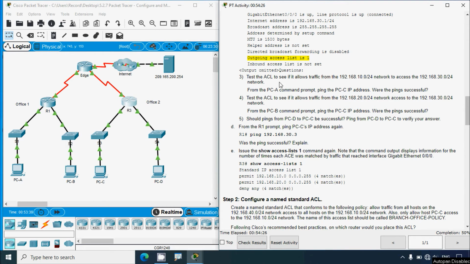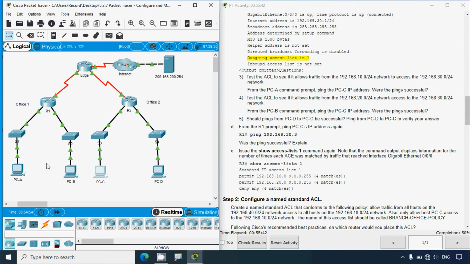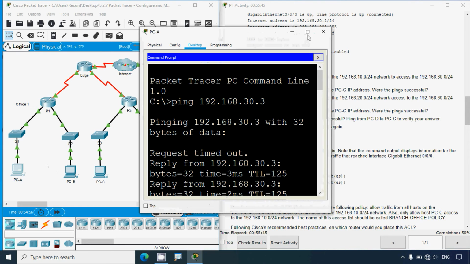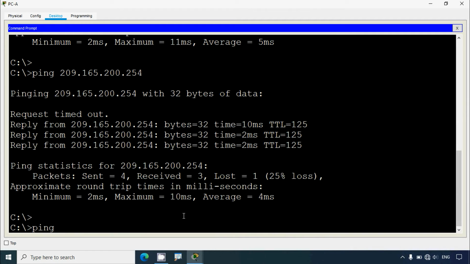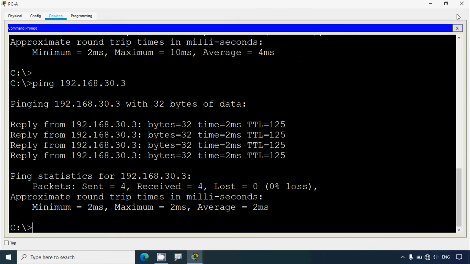Next is test the ACL to see if it allows the traffic from the 192.168.10.0/24 network to access the 192.168.30.0/24 network. For that, from the PC-A command prompt, ping the PC-C IP address. Was the ping successful? We will test that. We will get the IP address of PC-C. Then we will go to PC-A command prompt. Then we will ping to PC-C. Perfect, we get the replies.